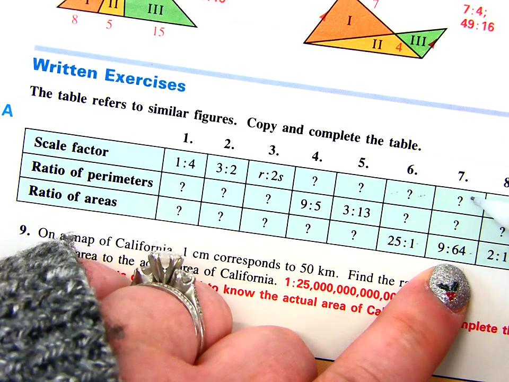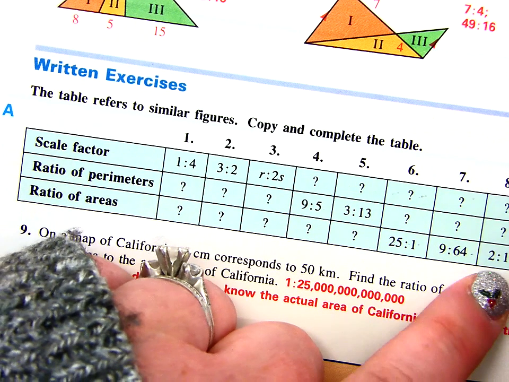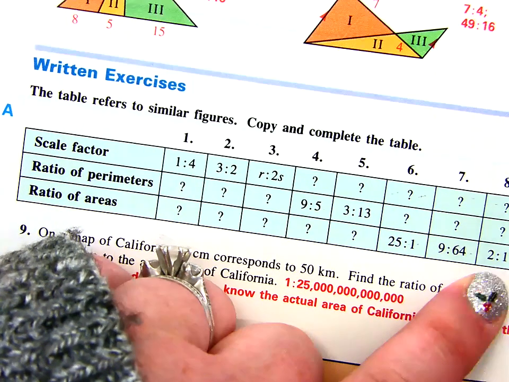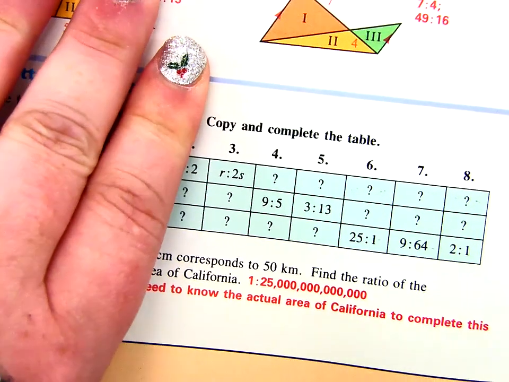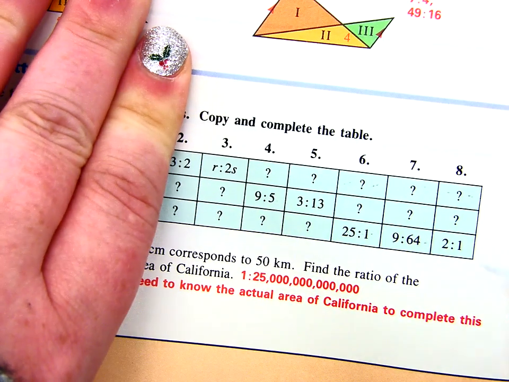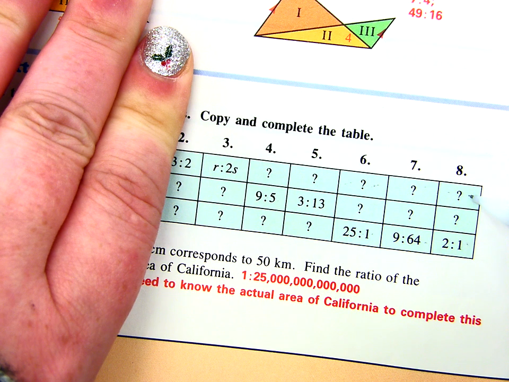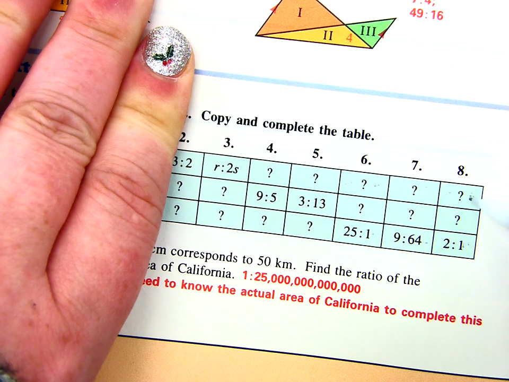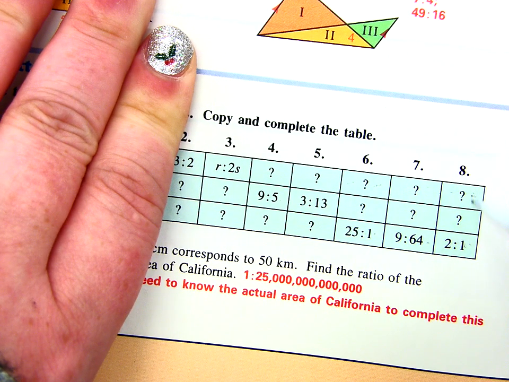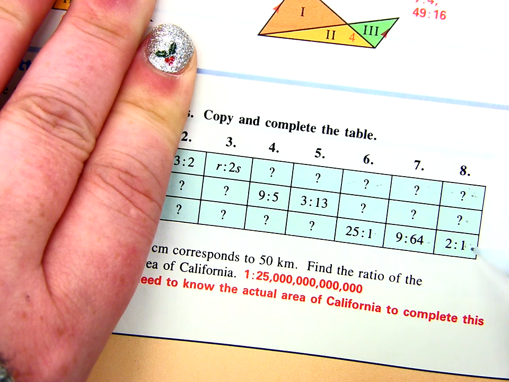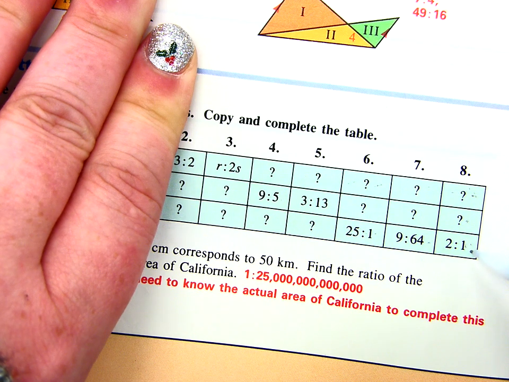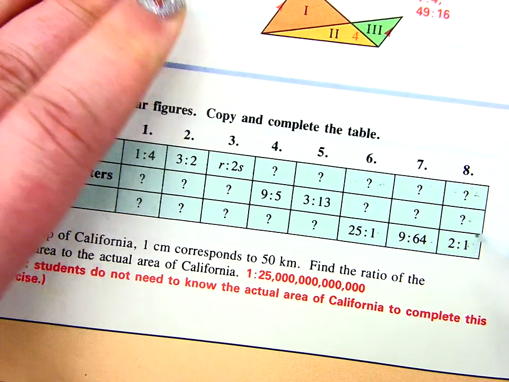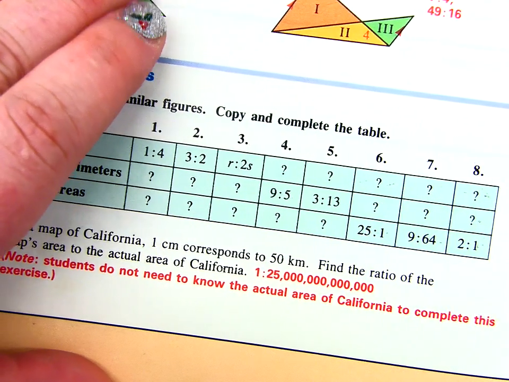So this one would just be 3 to 8 and, oh, sorry. This last one would be square root of 2 to 1 for both of these. Does that make sense?